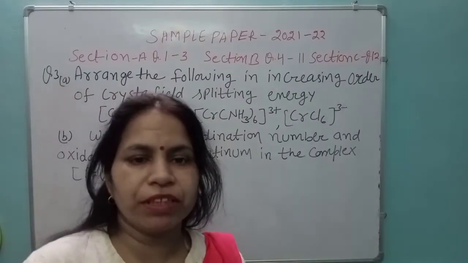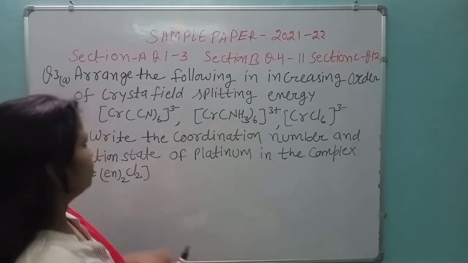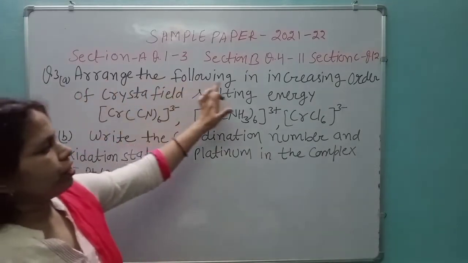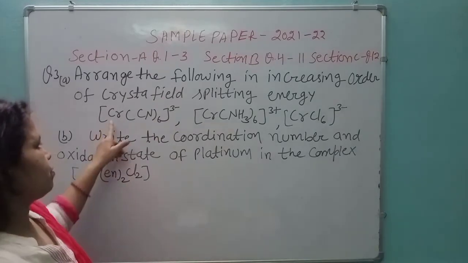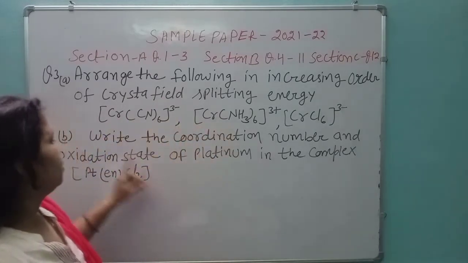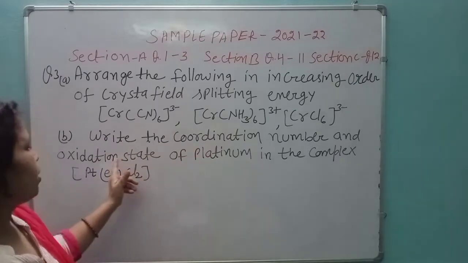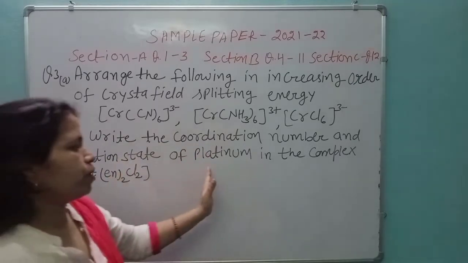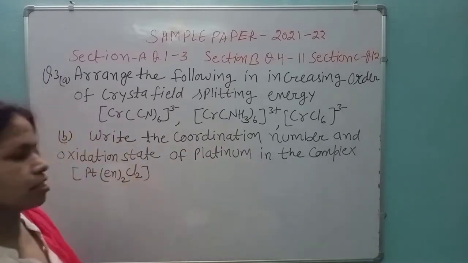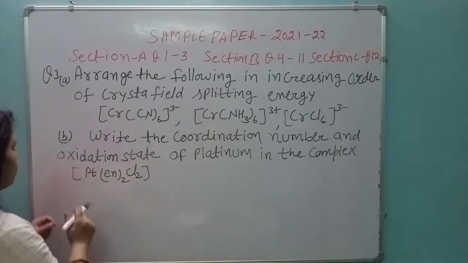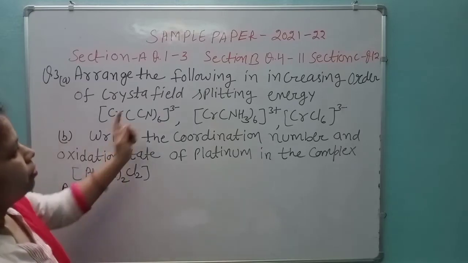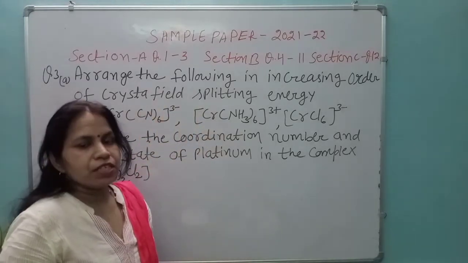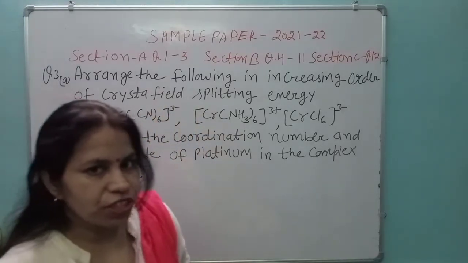Now question number 3. Let's see question number 3. Arrange the following in increasing order of crystal field stabilization energy. These are the complexes. And write the coordination number and oxidation state of platinum in the complex. So what is the answer of the first question? How to write the answer? Let's see, increasing order of CFSE, crystal field stabilization energy.